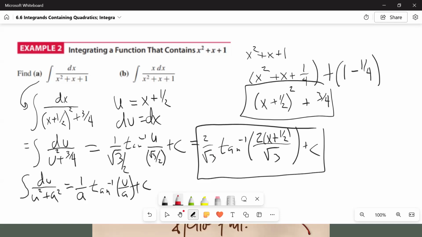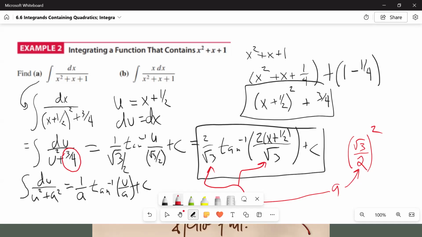Now for this one, the value of a was not 3/4, it's square root of 3 over 2 squared. You have to rewrite that 3/4 as a quantity squared. So this is our value of a right here, and that's why we had the 2 over square root of 3. Well, square root of 3 over 2, and then we multiplied by the reciprocal there.